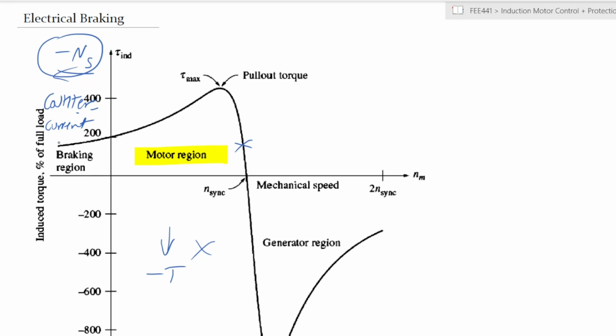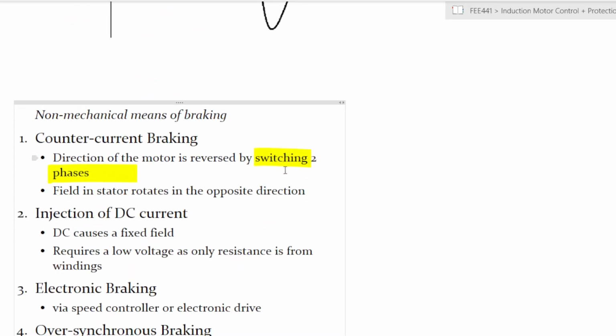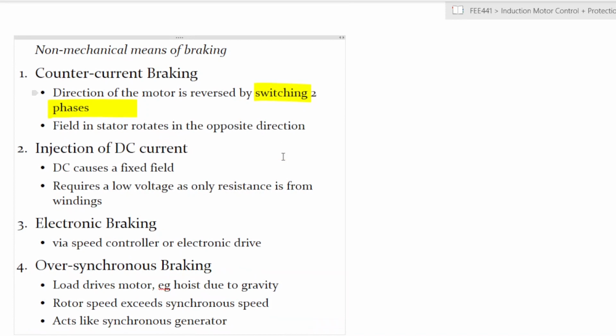And in that way, you will reduce your speed because the value of slip is much, much higher. Your slip is (ns minus n) over ns. But if ns is already negative, it is a value much greater than what you would have, and therefore the relative difference between the speed of the rotating magnetic field and the mechanical speed itself is very, very great. Okay, so that is countercurrent braking.